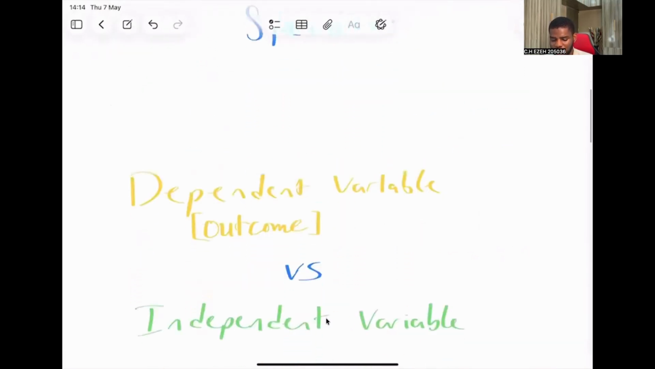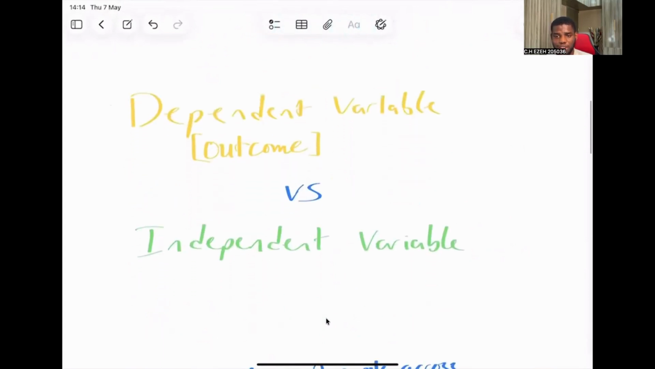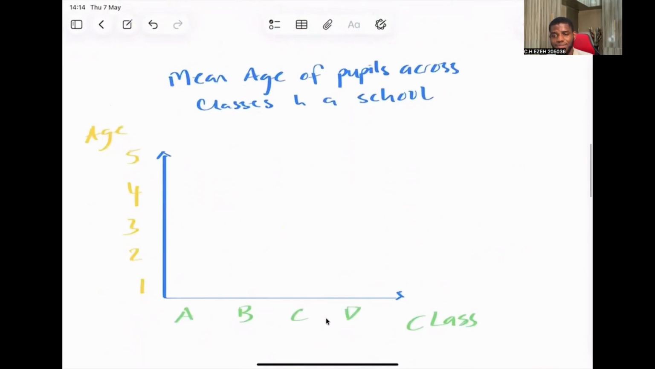The first thing to understand is the difference between dependent variables and independent variables. And I'll break it down using an example. So the dependent variable is the variable that we observe, while the independent variable is the variable that we vary, we manipulate. For example, when you're checking the mean age of pupils across classes in a school, we will vary the classes. We determine which classes we want to observe. However, we do not have any influence on the age we eventually observe. So the classes are the independent variable, and the age is the dependent variable.